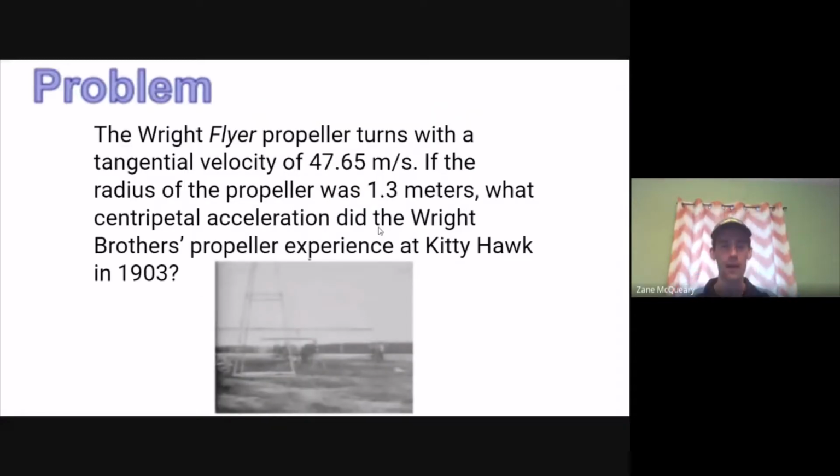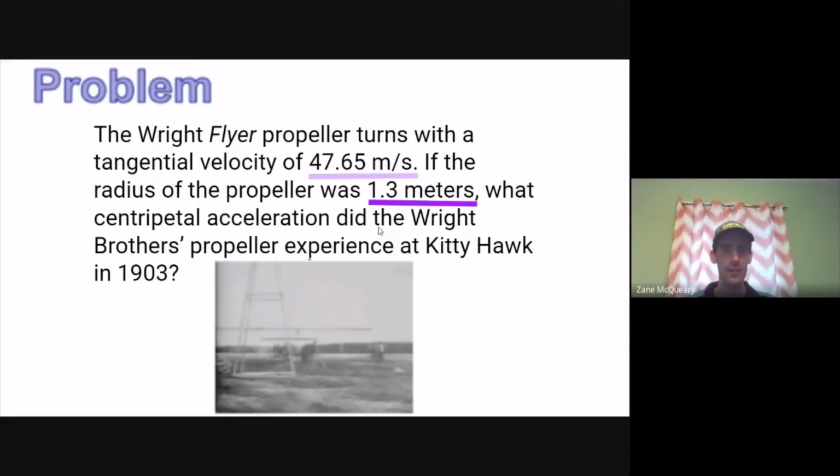Let's do a math problem together. The Wright Flyer, which was what the Wright brothers used at Kitty Hawk, turned with a tangential velocity of 47.5 meters per second. And the radius of said propeller was just over 1.25 meters. We want to figure out the centripetal acceleration that the propeller experienced. Okay.